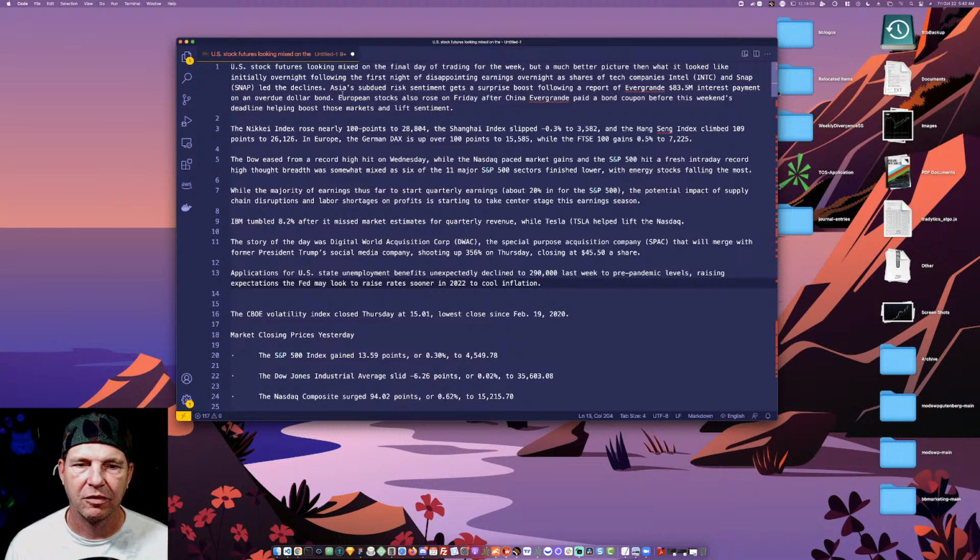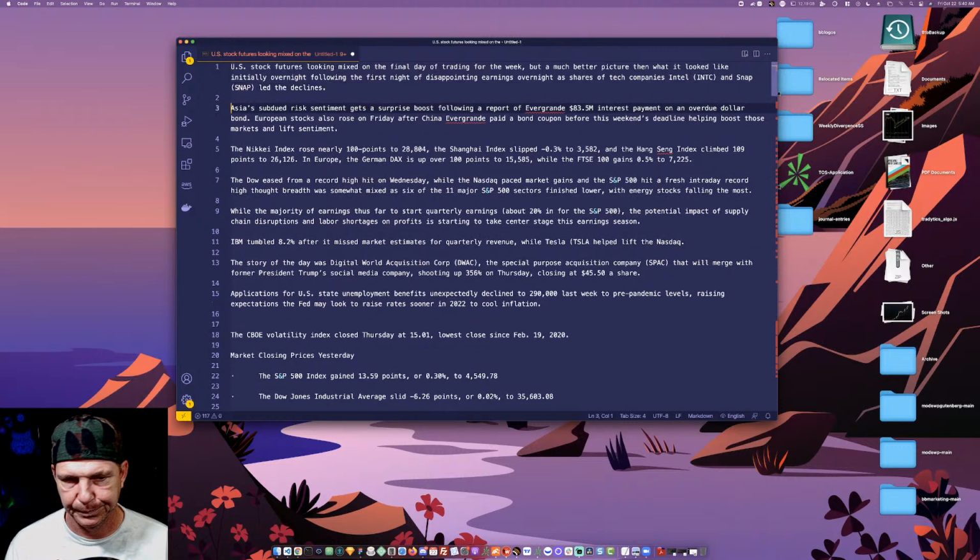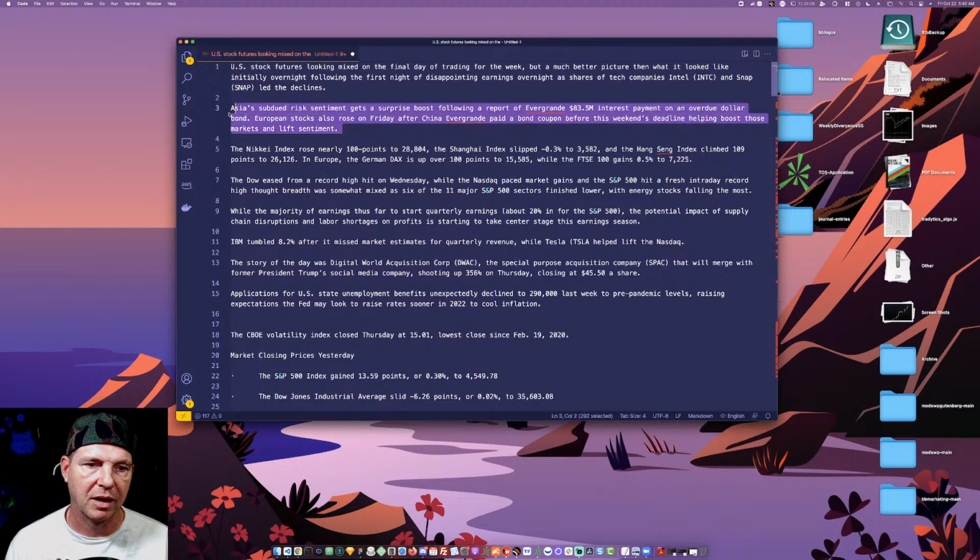There's a little bit of information about Asia's subdued risk sentiment getting a surprise boost following a report from Evergrande that they made their $83.5 million interest payment on an overdue dollar bond, and that really did help the Europe stocks. They rose Friday, so Evergrande did pay their bond.